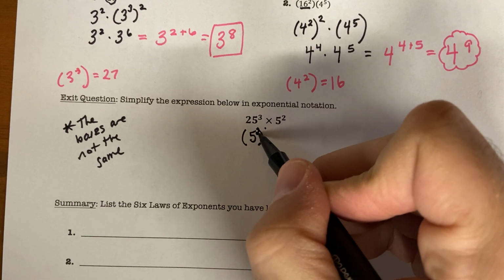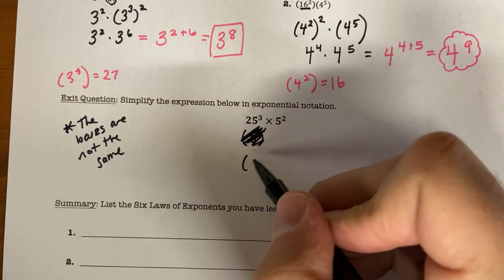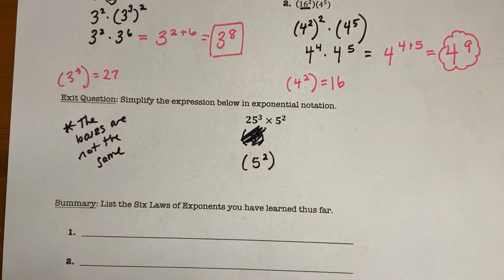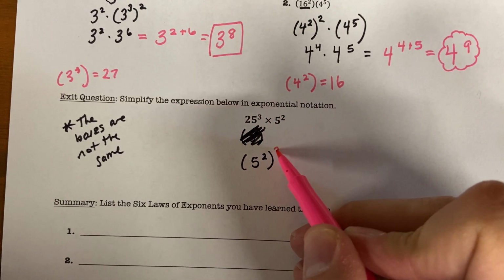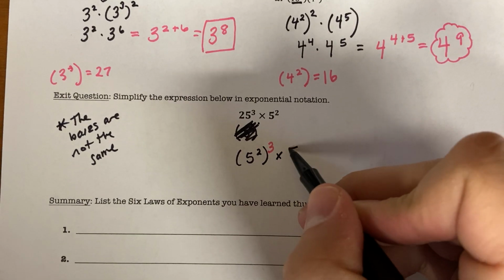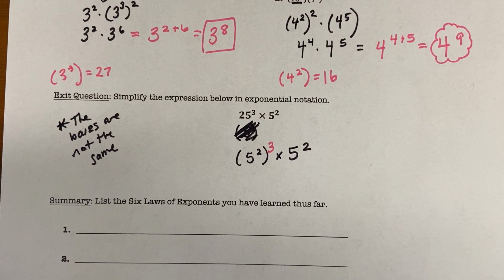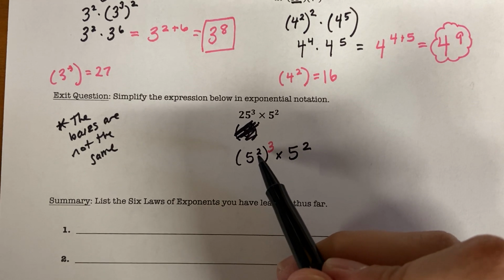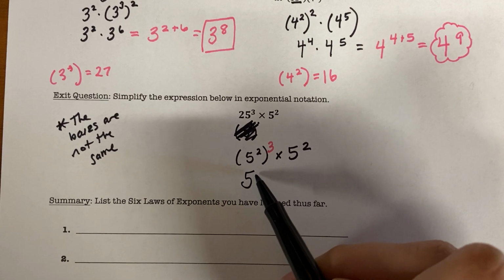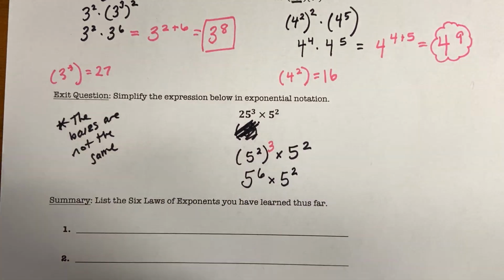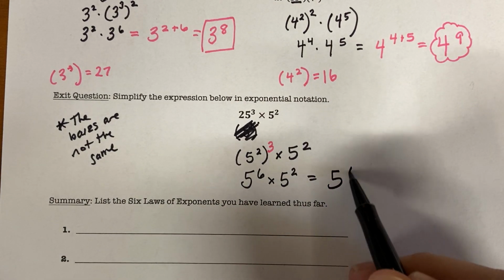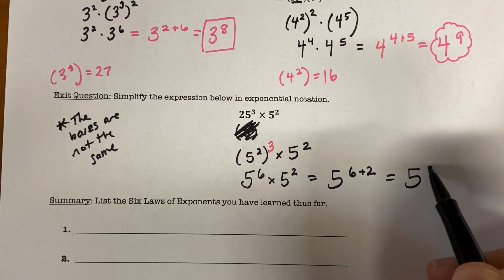I want to put the 2 on the inside, so let's just rewrite that, guys. But I also can't forget about the 3 that's the exponent. I'm going to bring down my other 5 squared. And before I simplify this, going back to the first part of today's lesson, the power rule, 2 times 3 is 6. Now that my bases are the same, the product rule tells me to add these to get 5 to the 8th.